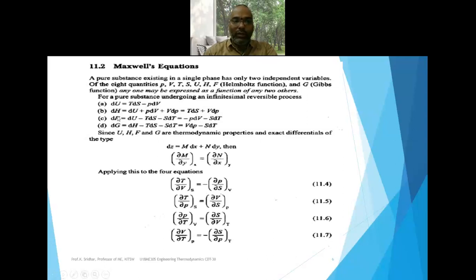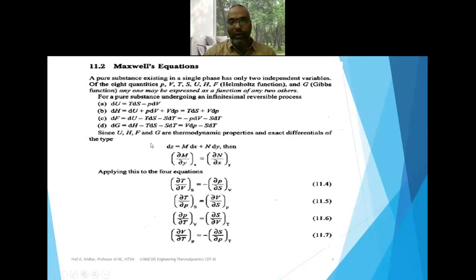And you know that the Helmholtz function F is equivalent to U minus TS. Differentiating the Helmholtz function, dF is equivalent to dU minus TdS minus SdT. From the first equation, dU minus TdS is nothing but minus PdV. So dF equals minus PdV minus SdT. Similarly, the Gibbs function, G is equivalent to H minus TS. So differentiate the Gibbs function; dG is equivalent to so and so.